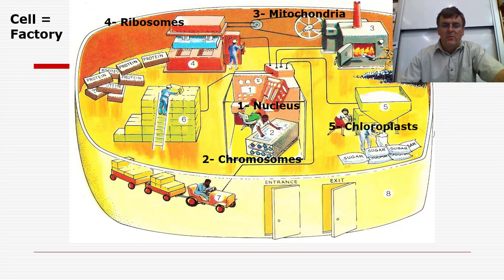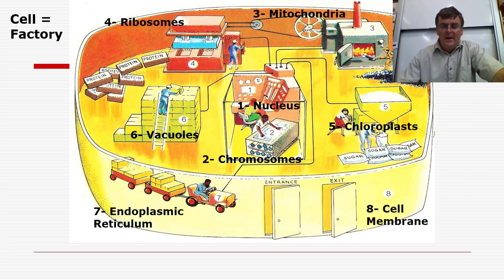It's got chloroplasts, which provide energy for the cell. It's got vacuoles that help store stuff. Plants have one big one, animal cells have lots of smaller ones. There's a funny word: endoplasmic reticulum, often just shortened to ER. It transports stuff around inside the cell. And you've got the cell membrane, keeping things in or out as the case may be. So the cell is just like a factory inside of you.